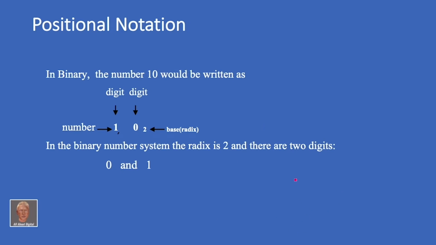In binary, the number would be written as the digits, digit 1 and digit 2, or however many digits you have. In this case, we have 2 digits with the base or radix 2 as a subscript. In the binary number system, the radix is 2, and so there are 2 digits, 0 and 2 minus 1, which is 1. So, for instance, the number 100100 in base 2 would be written as such.